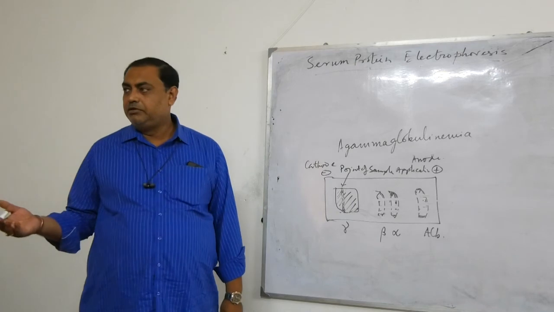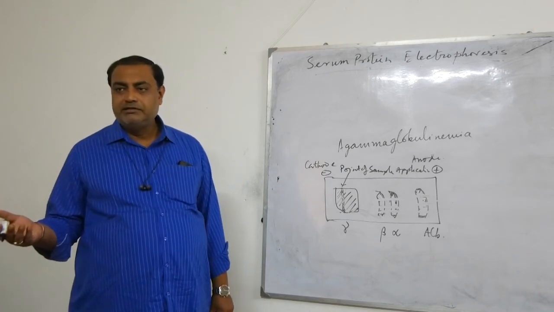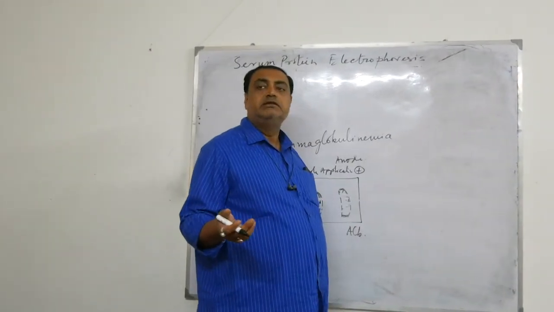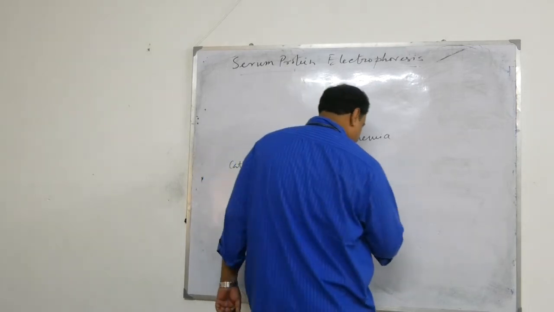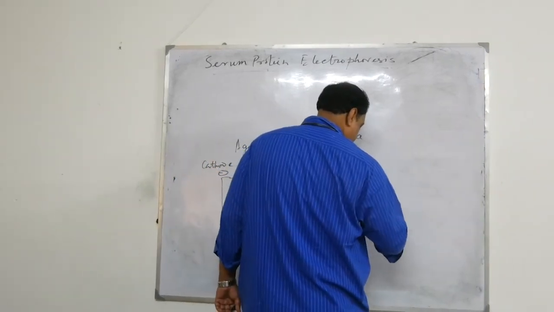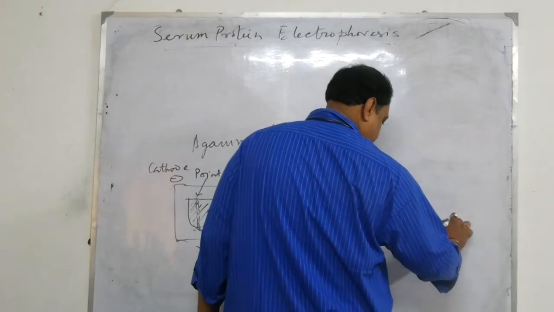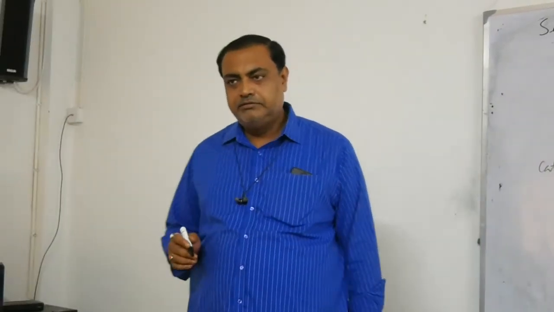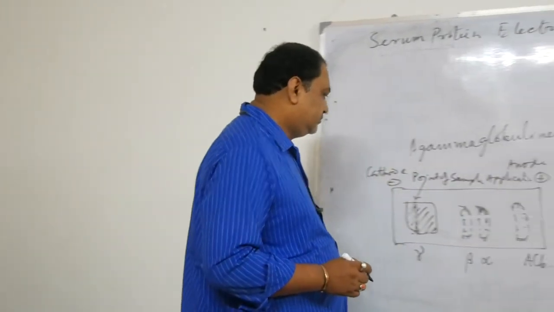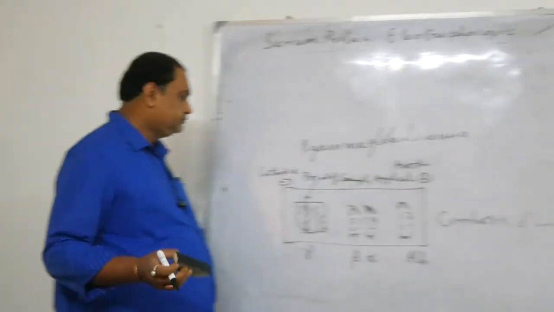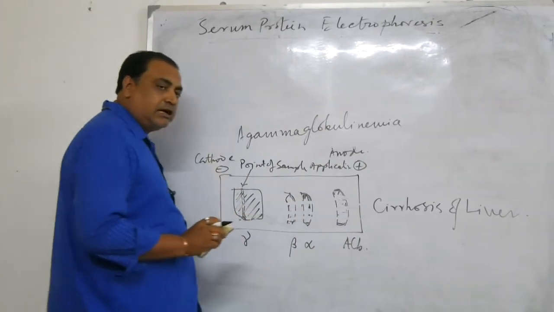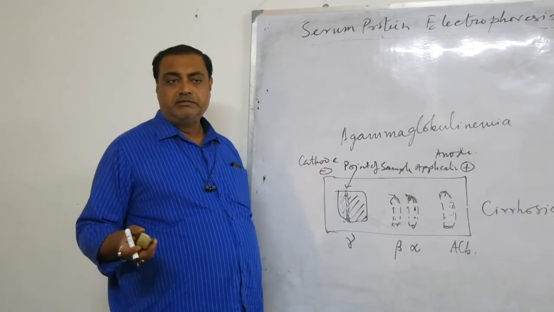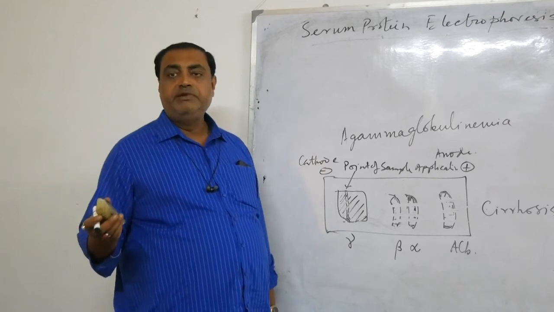So yes, number one. Which organ is affected? Liver. Any disease of the liver in which this occurs? Cirrhosis. Correct? Right? Now, all produced will be less except gamma. Why? Gamma is produced from B cells. It is not produced from the liver, it is produced from B cells in circulation.